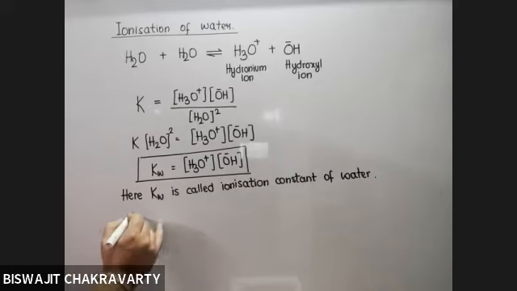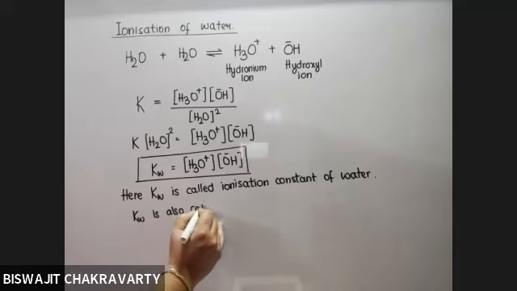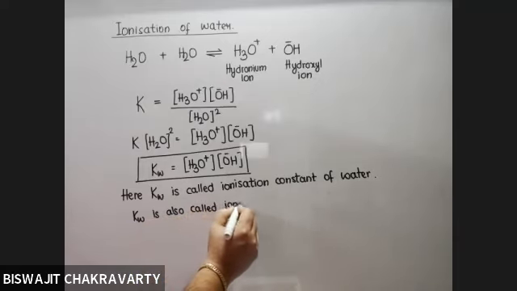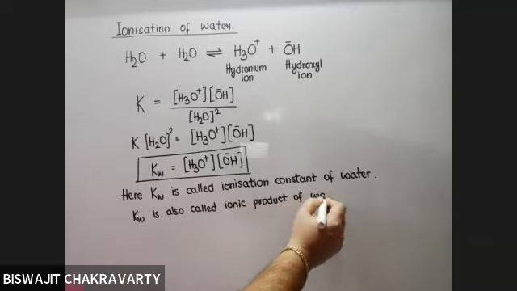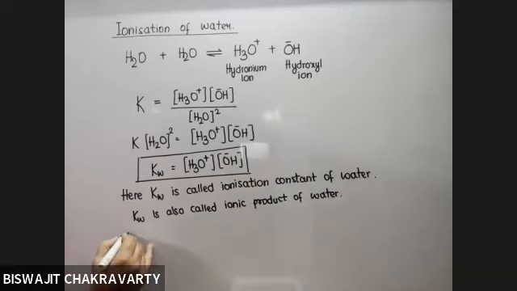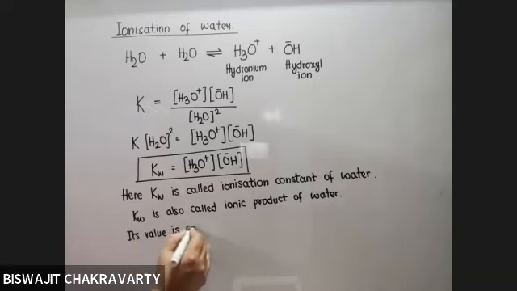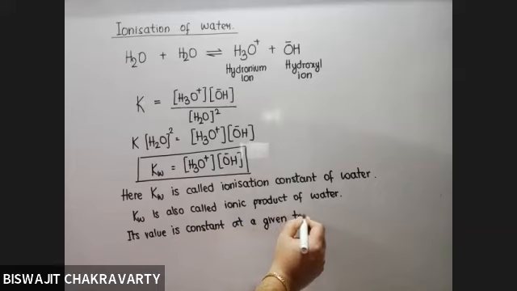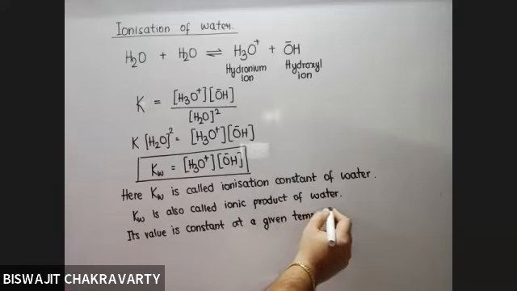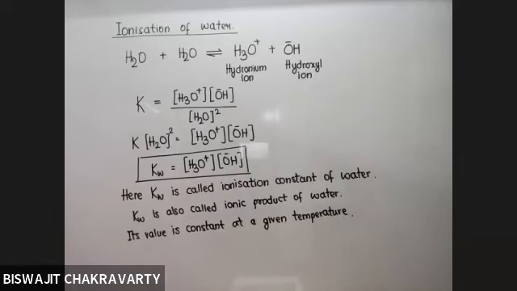So Kw is also called ionic product of water. Sometimes it is also called ionic product of water. Its value is constant at a given temperature. At a particular temperature, the Kw value is constant. Okay, its value is constant at a given temperature.